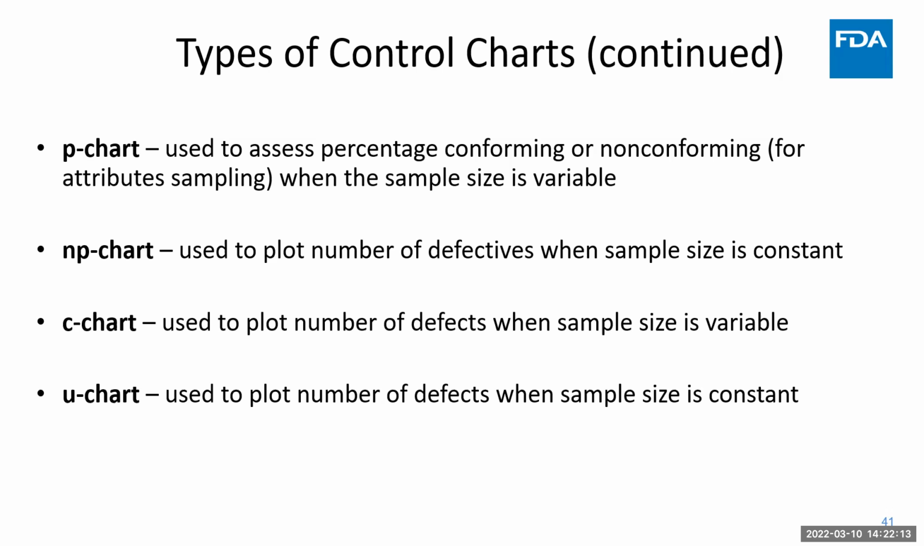So we have the P chart, which is used to assess the percentage conforming or non-conforming for attribute sampling when the sample size is variable. The NP chart, which is used to plot the number of defectives when the sample size is constant. You have the C chart, used to plot the number of defects when the sample size is variable. And the U chart, which is used to plot the number of defects when the sample size is constant. So if the work product is on time frames, one would use the P or the NP chart, depending on the sample size. To assess the number of errors in a work product, the C or the U chart would be used.